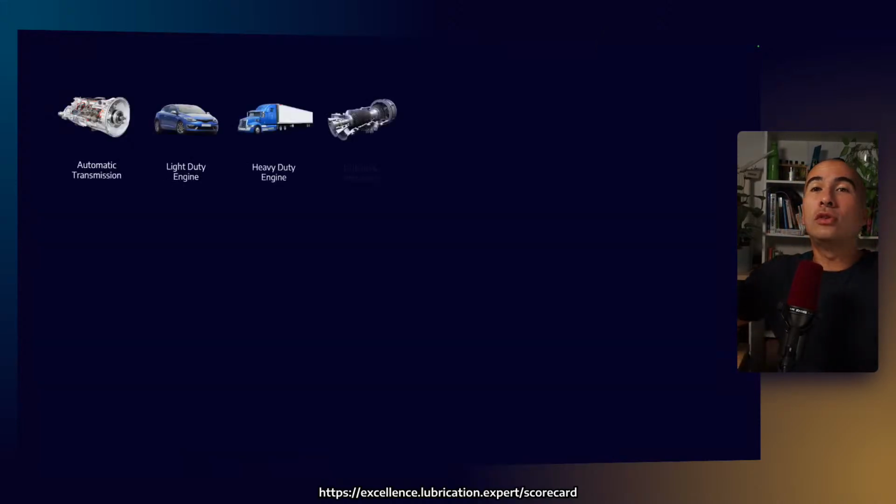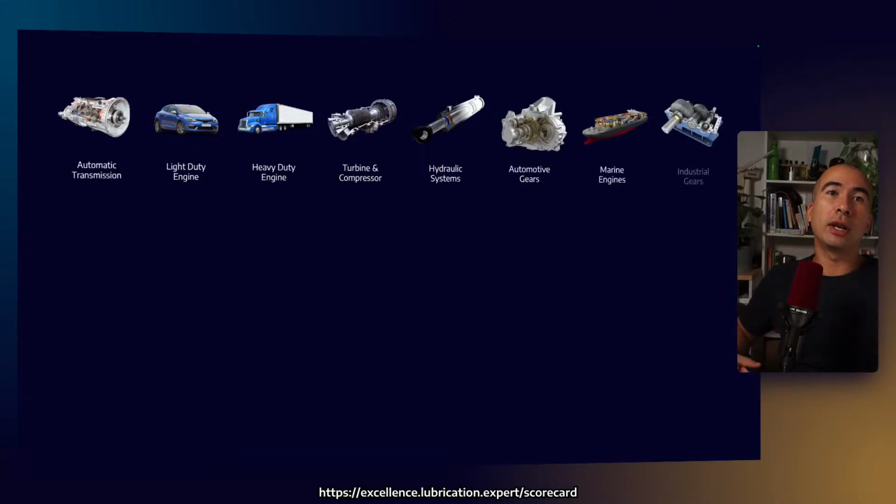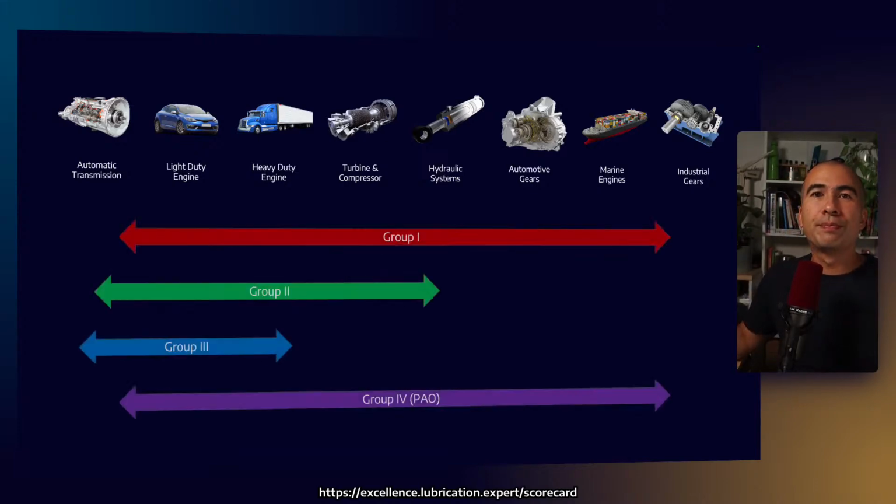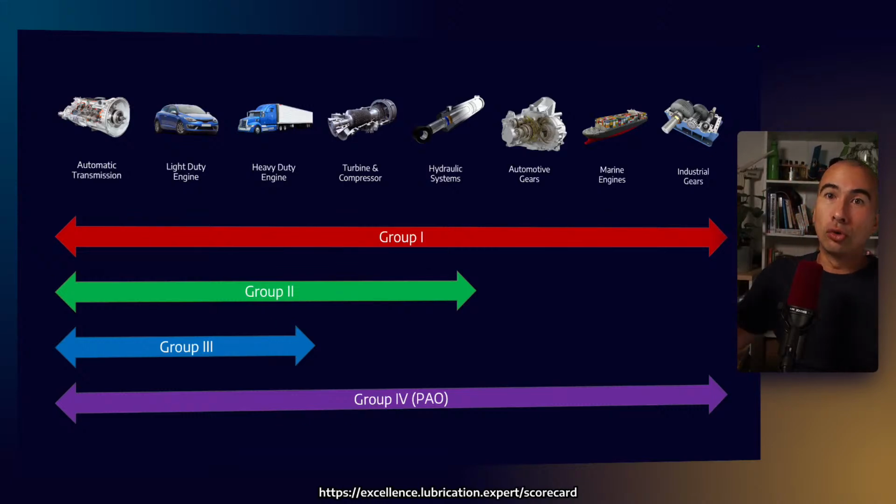Now, where would you see these kinds of products? If you go from left to right here, I'm basically increasing the viscosity. So automatic transmission fluids are very light. Industrial gear oils tend to be quite heavy. In general, the group 1s are available in a much wider viscosity band, although that is changing. There's a new group 2 coming out from ExxonMobil, and group 3s tend to be a little bit lower viscosity.